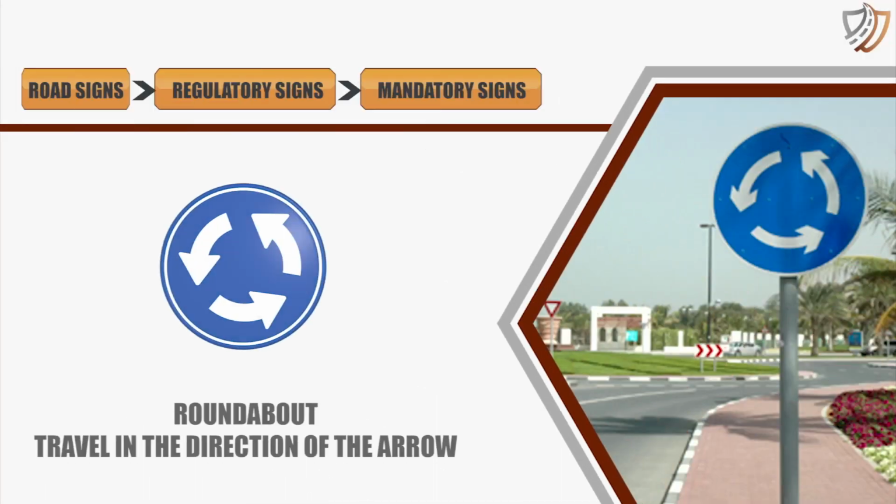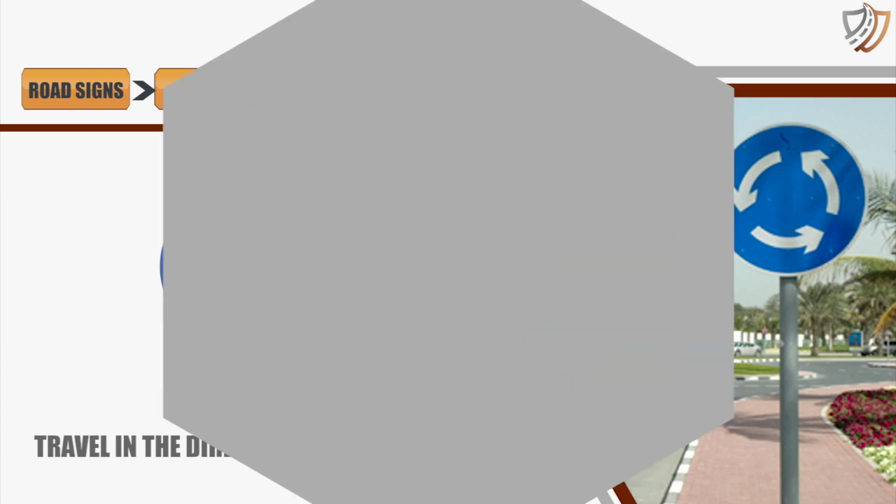Roundabout. This sign indicates a circular intersection commonly known as a roundabout. It is posted close to the roundabouts. The arrow indicates that the vehicles must travel in an anti-clockwise direction.